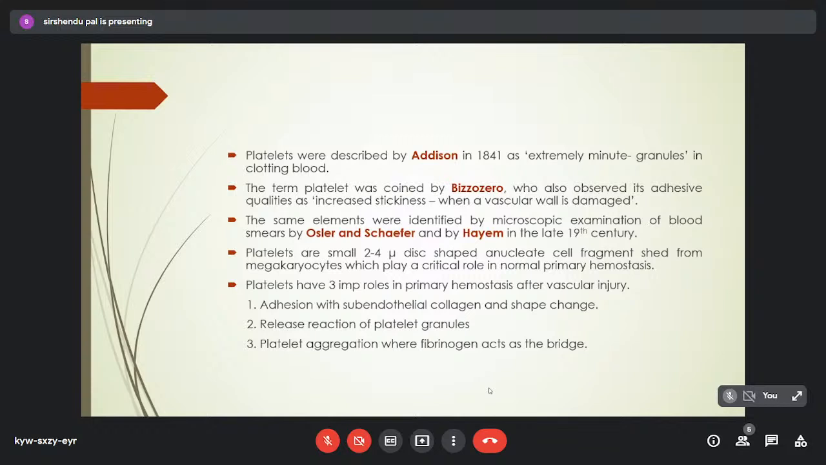Although clot formation is necessary to arrest bleeding, ultimately this blood clot has to be dissolved so as to resume normal blood flow. This process of dissolution of the blood clot is known as fibrinolysis. Now coming to the role of platelets in primary hemostasis after vascular injury, platelets have three important roles. They are first, platelet adhesion; second, the release reaction of the platelet granules; and third, platelet aggregation, where fibrinogen acts as the bridge.